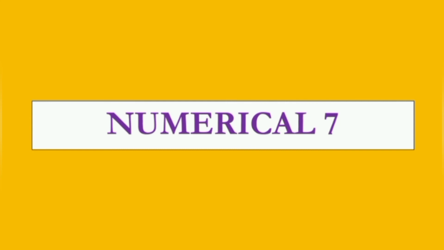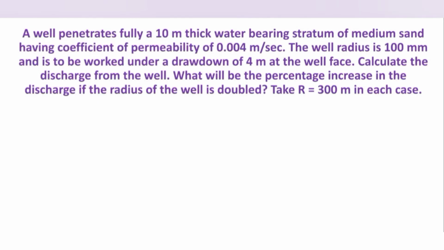Seventh numerical. A well penetrates fully a 10 meter thick water bearing stratum of medium sand having coefficient of permeability of 0.004 meter per second. The well radius is 100 mm and is to be worked under a drawdown of 4 meter at the well face. Calculate the discharge from the well. What will be the percentage increase in the discharge if the radius of the well is doubled? Take R is equal to 300 meter in each case.